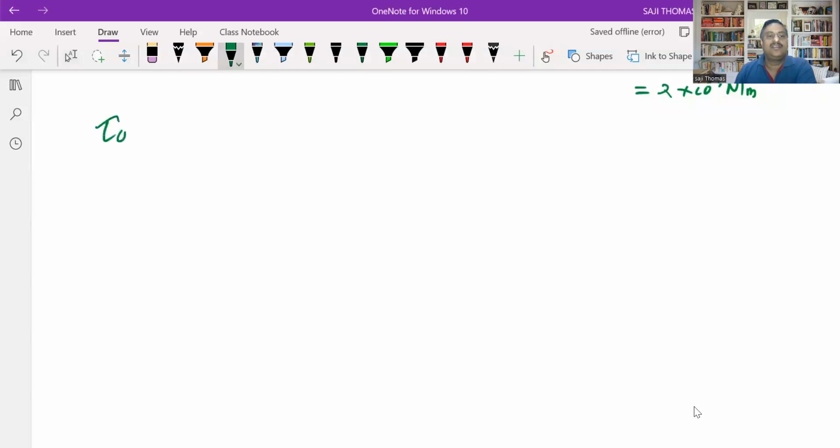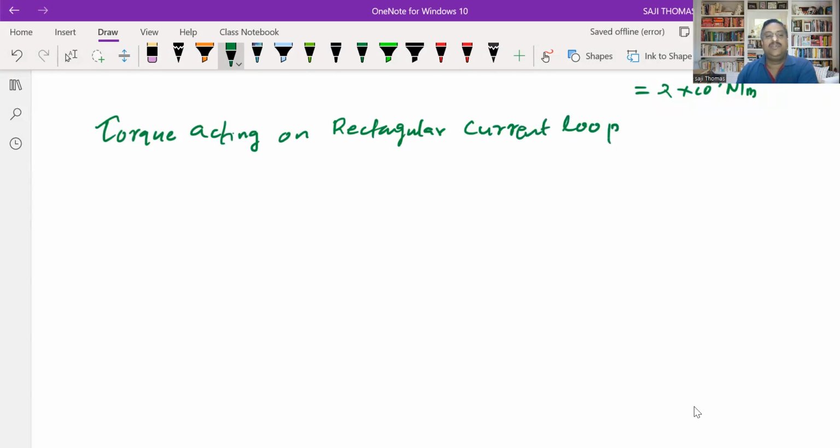Torque acting on a rectangular current loop placed in a uniform magnetic field.